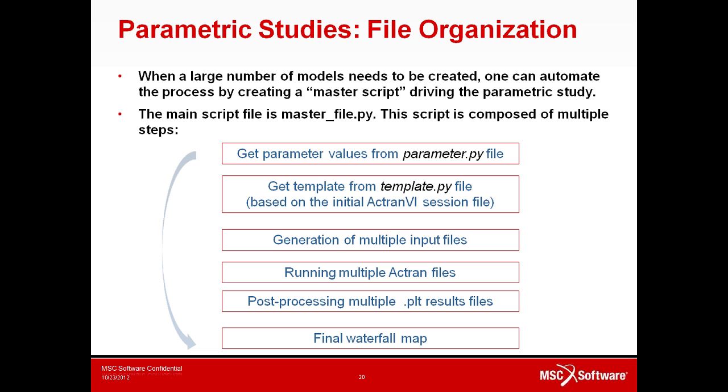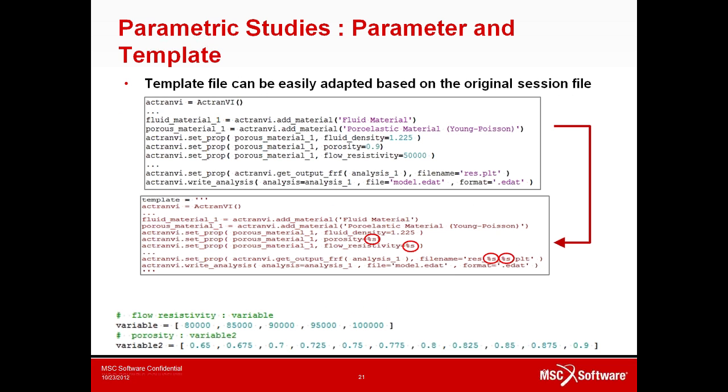The generation and computation of the Actran files will be performed by the master script, which will manage the different outputs. The global post-process will be performed through a waterfall diagram. The template of the analysis provided by the original session file without modifying the parameters will be slightly modified in order to indicate the parameters of the study and the modified output files. By modifying the ranges of the parameters and the template, the master script could actually be reused for any similar case study in the future.